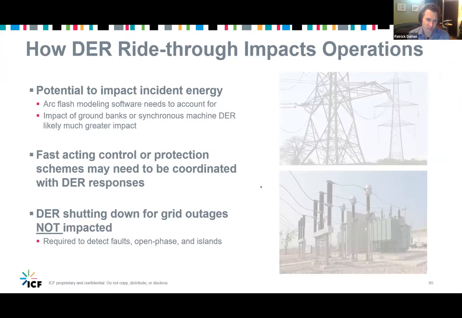And then I guess since we started this section by talking about, well, there's this tension between distribution and operation, just to make that a little bit more concrete, I'd like to mention a few examples of how ride-through might impact distribution operations. And one of the first ways is that DER hanging on longer, producing active power into the system, can increase the level of incident energy during an event.